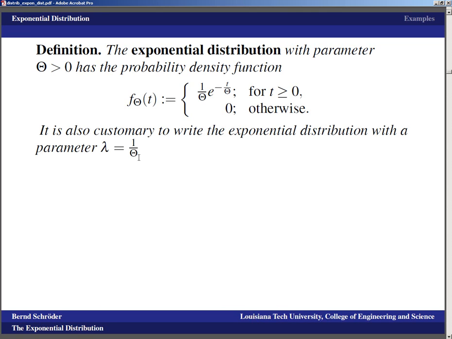Okay, a quick word of warning: the exponential distribution is also sometimes written with a parameter lambda equals 1 over theta, and that would then mean that the exponential distribution is also written as f lambda of t, being lambda e to the negative lambda t for t greater or equal than 0 and 0 otherwise.